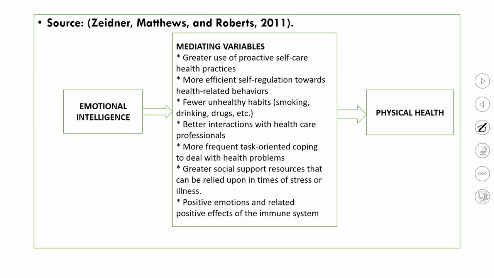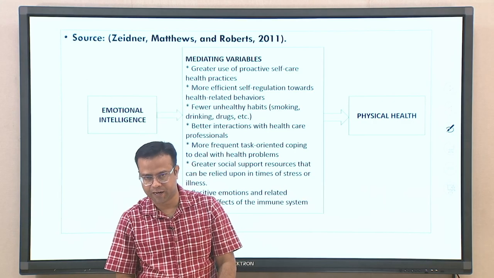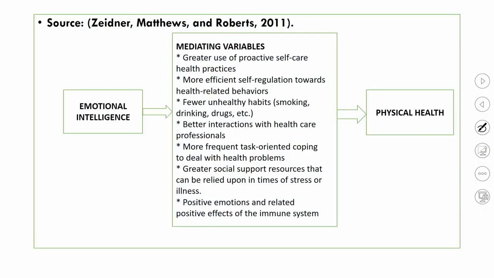So, this is a kind of summary of a lot of what we have discussed, how emotional intelligence could be linked to better physical health, and some of the variables which could explain this relationship. These are called mediating variables, meaning these variables come in between emotional intelligence and physical health. So, emotional intelligence will lead to all these mediating variables, which will ultimately promote physical health. Some of those we have already discussed are, people with higher emotional intelligence will show greater use of proactive self-care health practices that we have already discussed. Higher emotional intelligence will also lead to more efficient self-regulation towards health related behaviors.